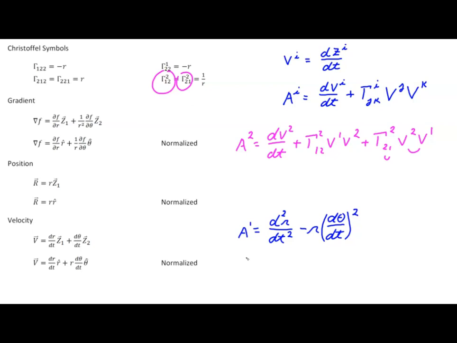So we'll do that. We're going to have A2 equal to dV2 dt. Well, V2 is d theta dt, so this is the second order derivative of theta with respect to t. Then we're going to have two of these expressions. It's positive, and the value of our Christoffel symbol is 1 over r times V1. Well, V1 is just dr dt, and V2, which is d theta dt.